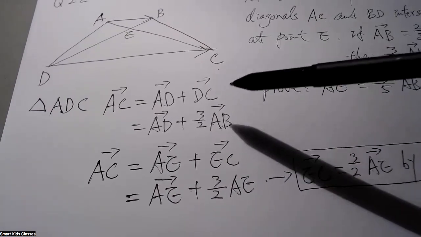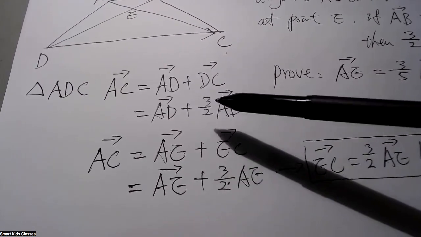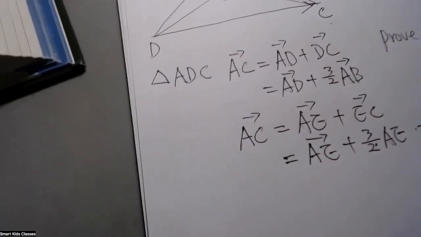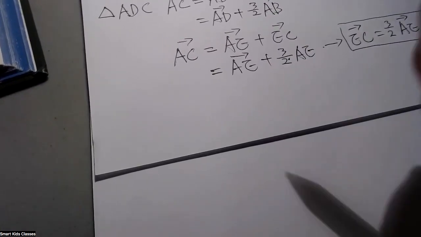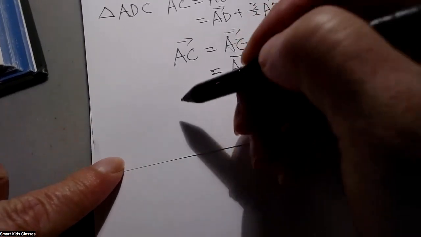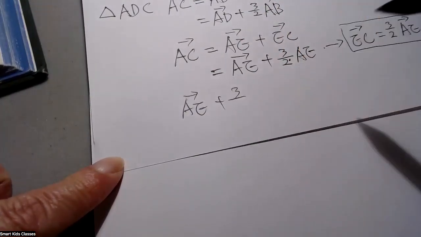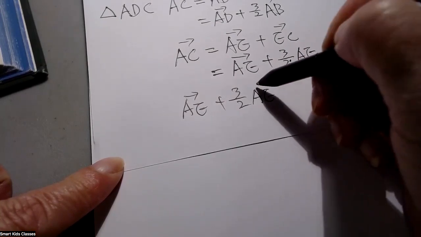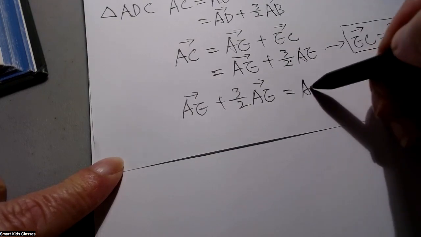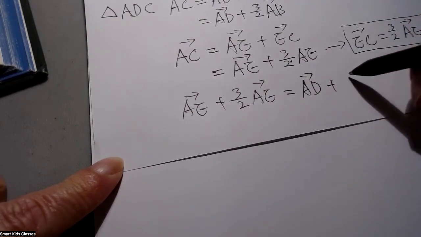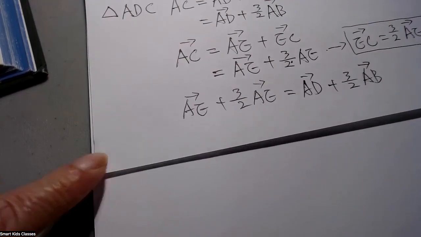Now we get two equations. We know the AC vector equals the AC vector, so we're going to write the two equations equal to each other. I'm going to move the paper a little bit up. The first expression for AC is AE plus 3/2 of AE, and it equals the first equation, vector AD plus 3/2 of vector AB.